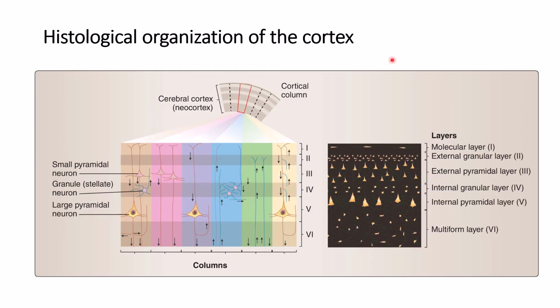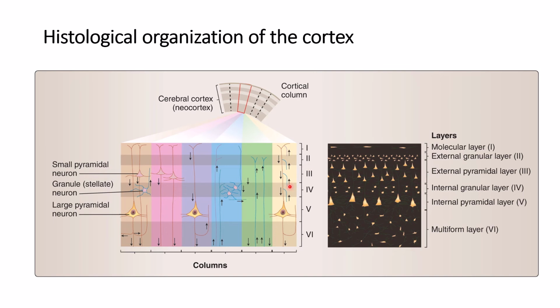So this is the histology of the majority of the cortex of the brain. It has 6 different layers. The first layer is the molecular layer, the most superficial layer. Then is the external granular layer. Lots of fibers are there. Then is the external pyramidal layer, where you can see neurons, but they are smaller in size.